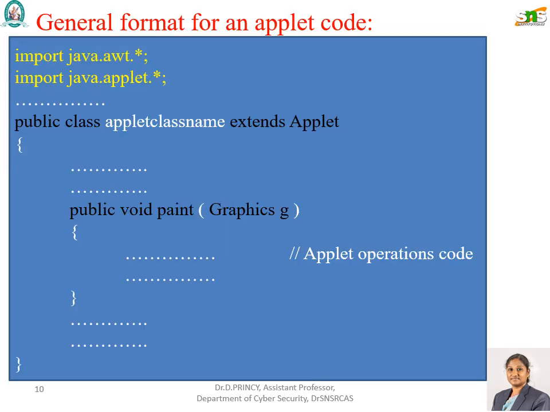This is the general format of an applet code. We have to import two packages, java.awt and java.applet. Java.awt is used to include the graphics class and the paint method. The java.applet package is used to extend the applet class in our class.